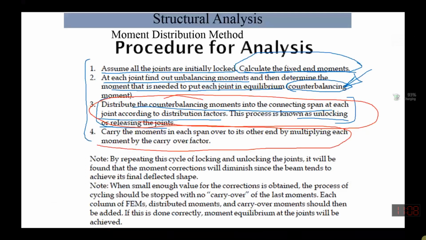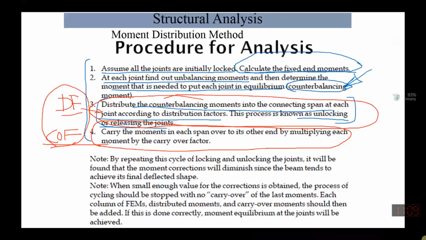Number 1, here you will apply the distribution factor, and here you will apply the carryover factor. Again you will keep on repeating this procedure: unlocking, locking of the joint, unlocking, locking of the joint, until the moment at each span or end of the joint is approximately equal to 0. How we proceed, we will solve it in the examples. Is it clear, students, about the theory? Yes, sir.